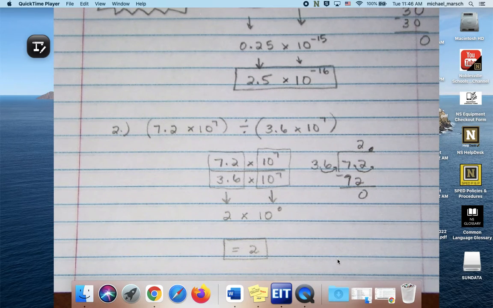Ta-da! Okay, now I'm going to come around. Guys, you need a couple of scratch pieces of paper for today's practice because I want you to write out your work. So I'm going to come around with the practice page here for you.